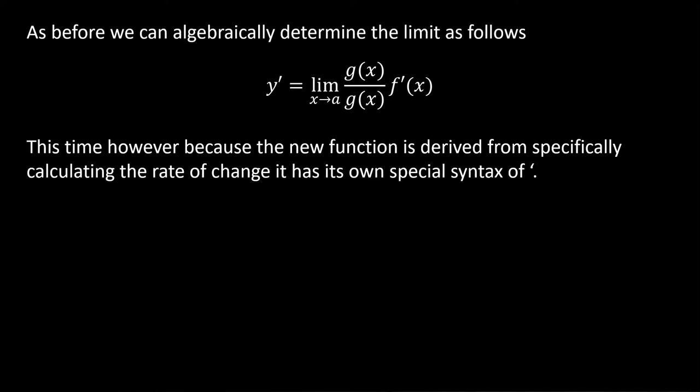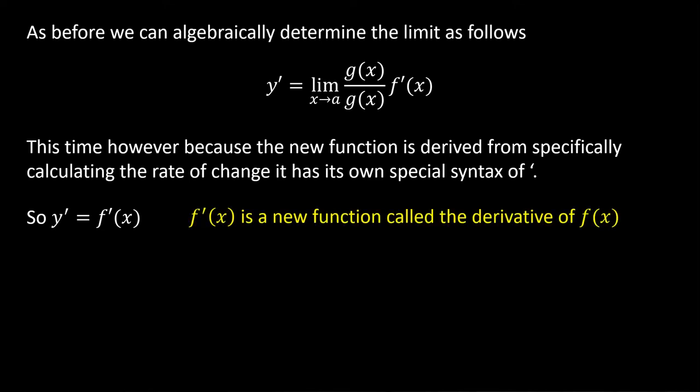The dash is commonly referred to by the word prime, so we also say f prime x. This nomenclature indicates that our new function was derived from the original function f(x) by placing it into our rate equation and taking the limit where the two values in the rate equation converge to a single value.